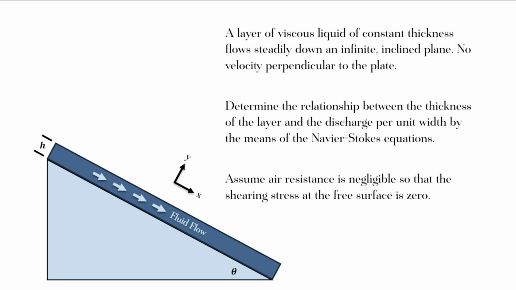We got another Navier-Stokes problem. This one's for a layer of viscous fluid of constant thickness, which means that H is going to stay the same along the fluid flow. It flows steadily down an infinite inclined plane. There's no velocity in the y direction, perpendicular to the plate. We need to determine the relationship between the thickness of the layer and the discharge per unit width. In other words, just the flow rate per unit width.